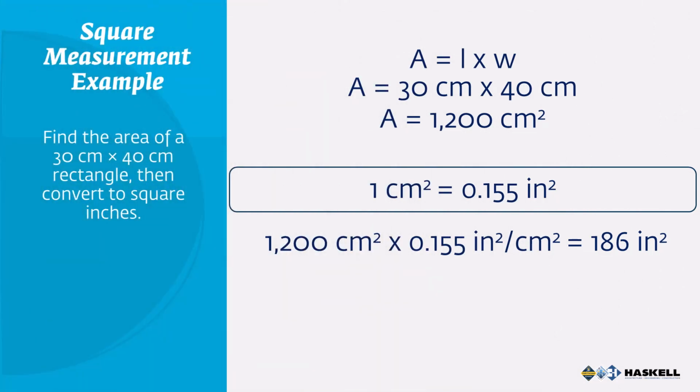This example shows how to first calculate an area measured in centimeters and then how to convert that answer to square inches. First, determine the area in square centimeters. A square centimeter represents 0.155 inches squared. So if you multiply the area by this conversion factor, you'll get the answer in square inches. It is important to note that all square units are represented with an exponent of 2, such as 1200 centimeters squared and 186 inches squared.